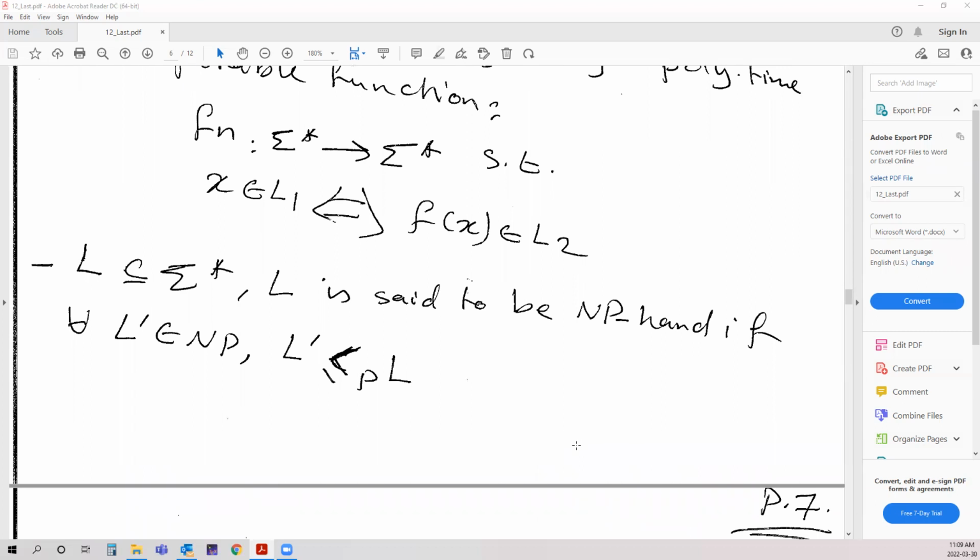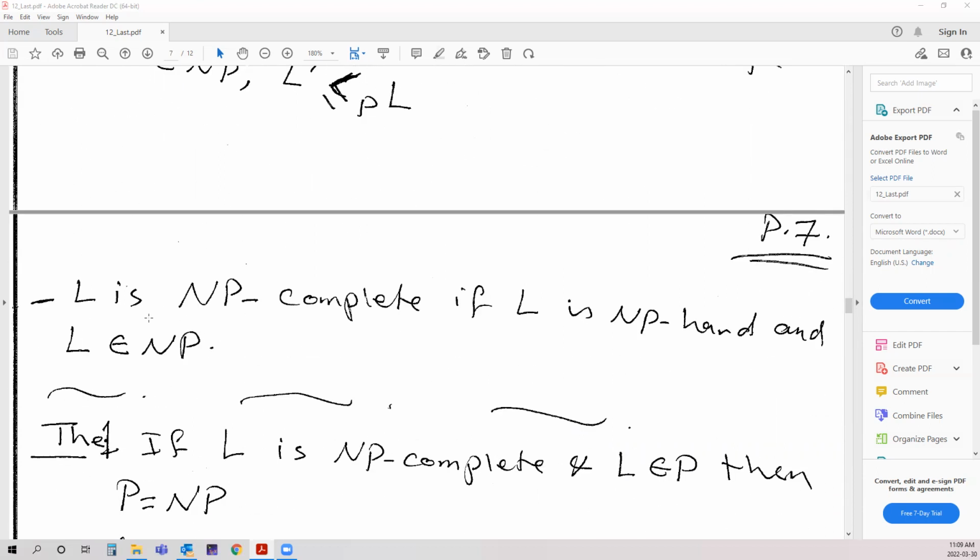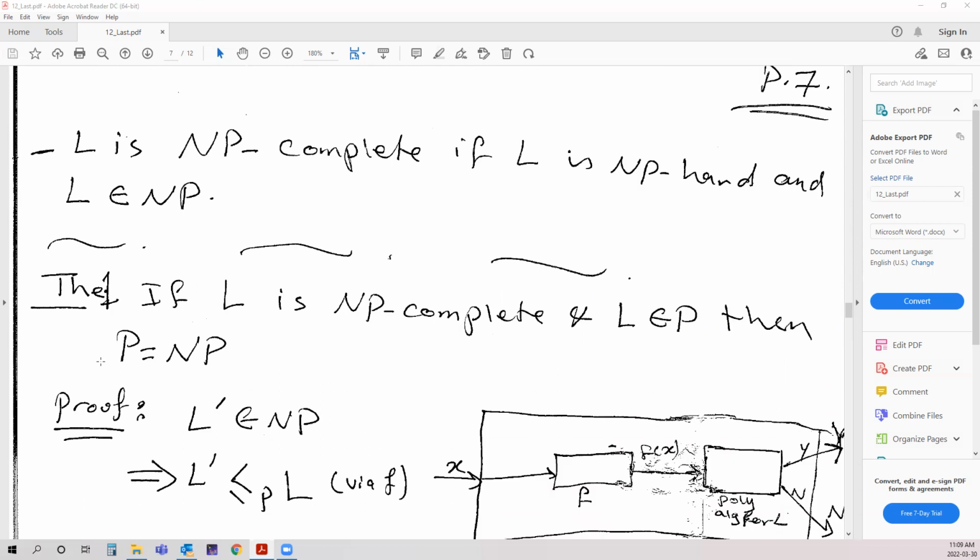L is said to be NP hard if for all L prime belonging to NP, L prime could be reduced to L. L is NP complete if L is NP hard and belongs to NP. Based on those, we have the first theorem: if L is NP complete and L belongs to P, then P equals NP.